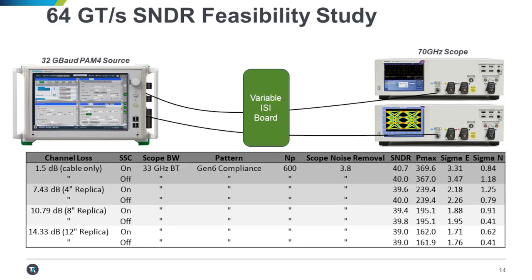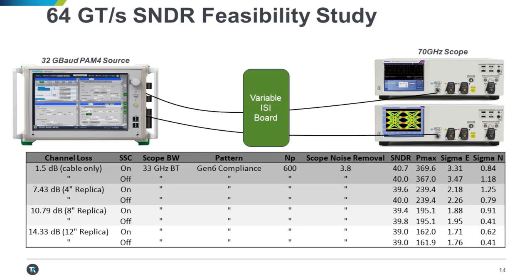So looking at the data, we're starting on the left with a 1.5 dB channel. It's cable only, and going up to 14.3, almost 15 dB. Right. Our signal is generated by here the Anritsu BERT. So this is a 32 gigabaud PAM4 source sent through that channel, and then captured on the Tektronix 70 gigahertz scope. Of course, our bandwidth is set down to 50 gigahertz.